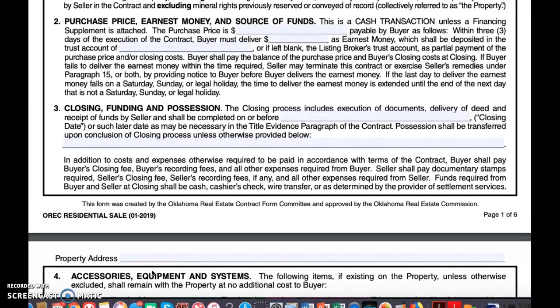This ends page 1 of 6, OREC Residential Sale Contract, last modified January of 2019.